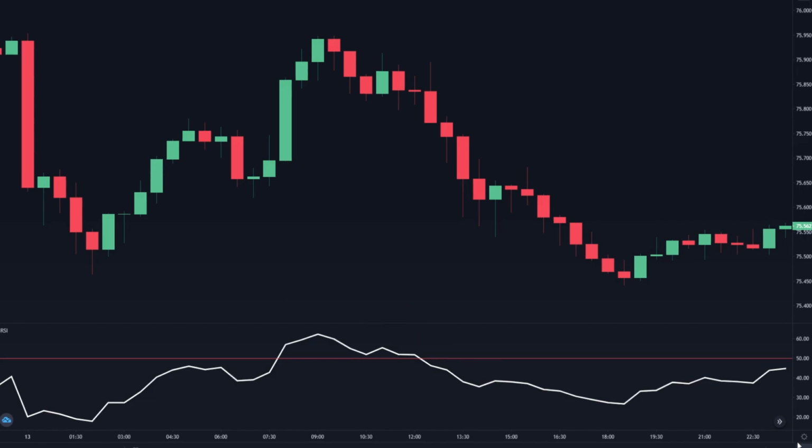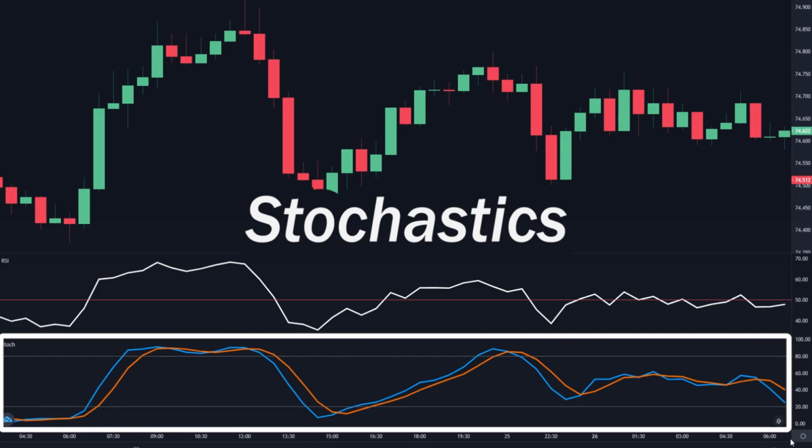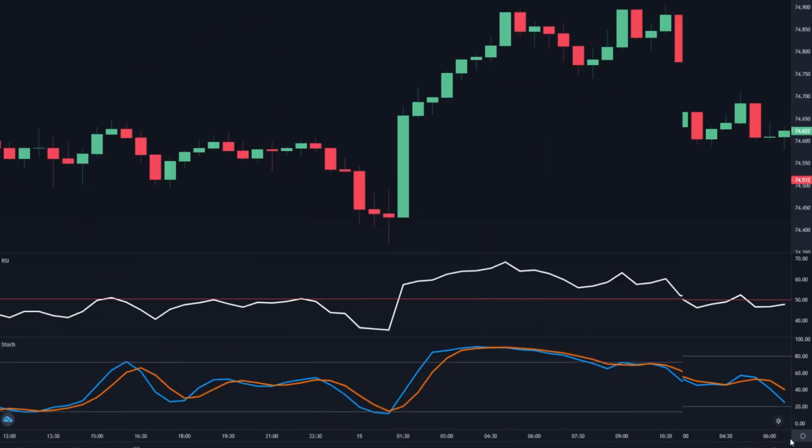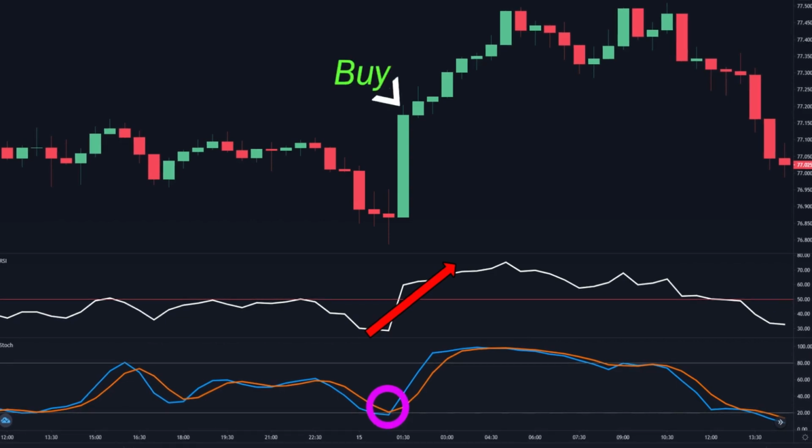But again, we would also need a second confirmation indicator to further support our analysis. In this case, I'm combining it with the stochastics indicator. So let's jump into the examples. Here, you can see that the RSI crosses above the 50-point line while the stochastics is at the oversold levels. So this is a good opportunity to buy.